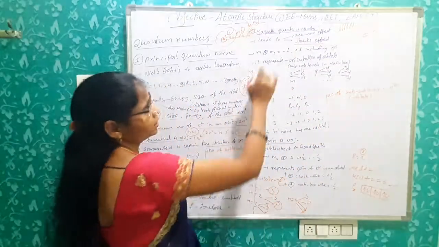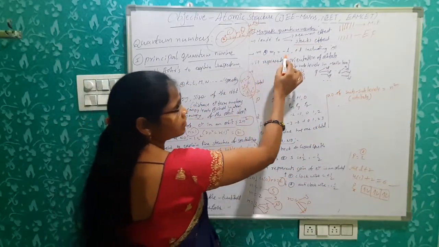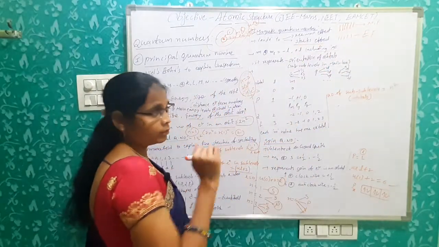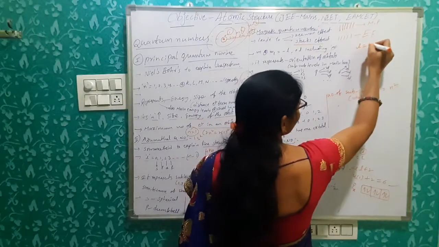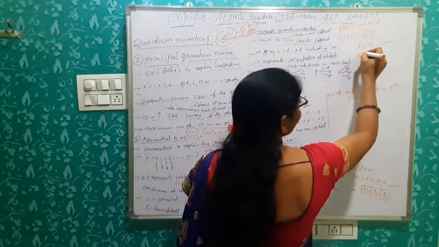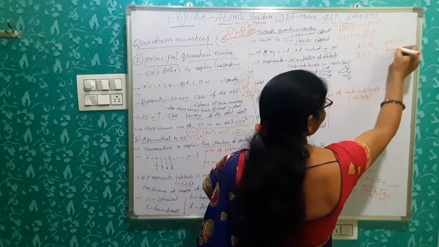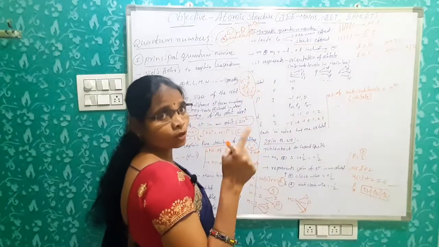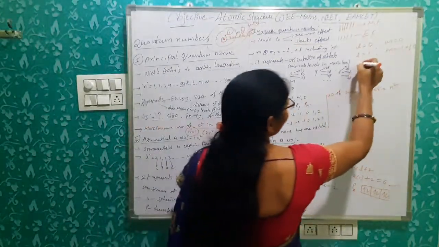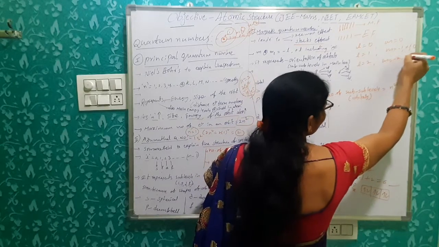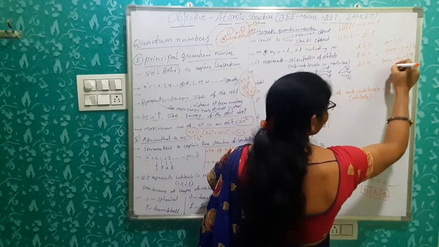Okay. It is denoted by m or ml. Its values are minus l to plus l including 0. It means if l equals 0, m is also 0 but not more than 0. L equals 1, m will be minus 1, 0 or plus 1, so not more than 1. Okay. L equals 2, m values are plus or minus 2, plus or minus 1, 0.